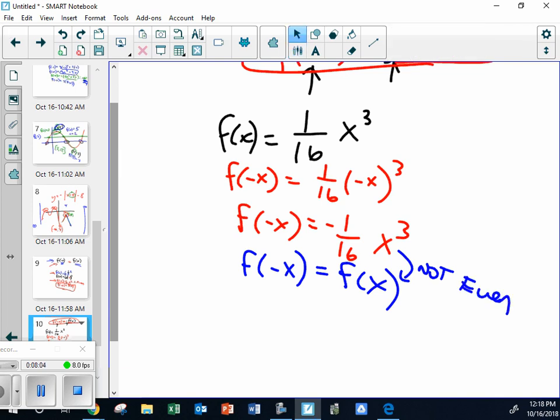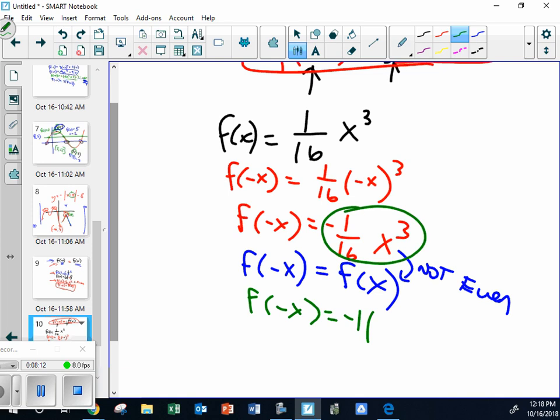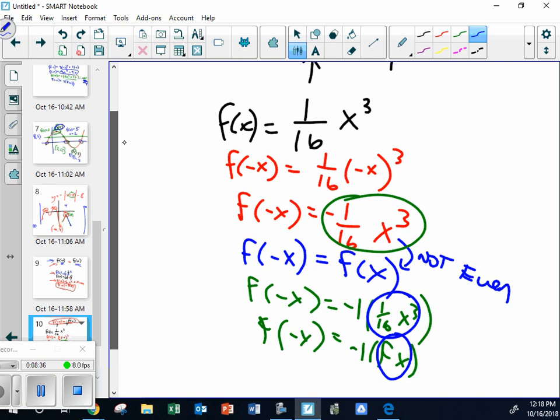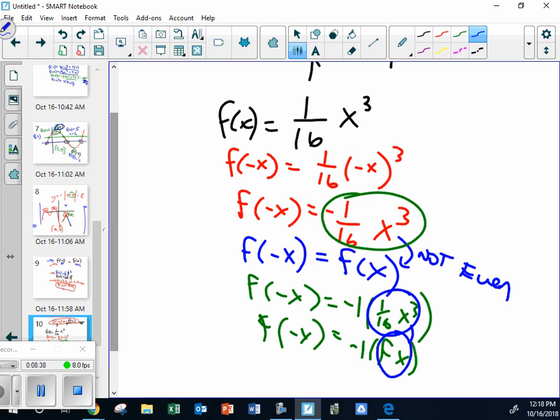Then we factor out a negative 1. So f of negative x is equal to negative 1 comes out, and I'm doing this right here, 1/16 x to the third. And then now I rewrite the odd rule. Is f of negative x equal to negative 1 times f of x? That's the odd rule right there. I just happen to throw a negative 1 in front of it. And that's true as long as that's actually f of x. And is it? Look back to the beginning. Isn't that f of x? Aren't these equal? Yes, they are. And therefore, odd.